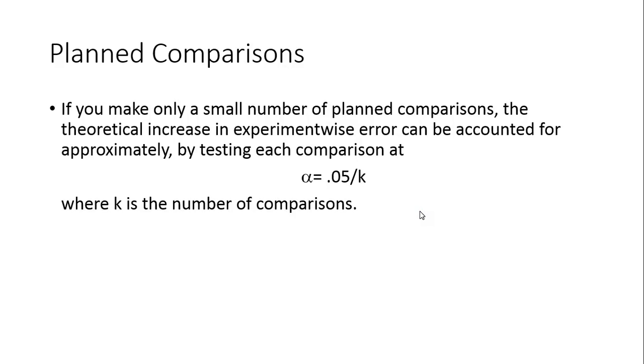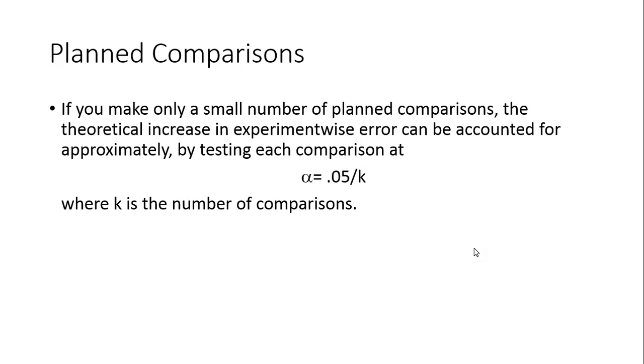If you make only a small number of planned comparisons, the theoretical increase in experiment-wise error can be counted for approximately by testing each comparison at alpha equals 0.05 divided by k, where k is the number of comparisons. So we said before that if you run 2 tests, if you test 2 hypotheses or run 2 analytical contrasts, then you end up with 0.05 times 2 chance of making a type 1 error. You end up with a 10% chance of making a type 1 error.